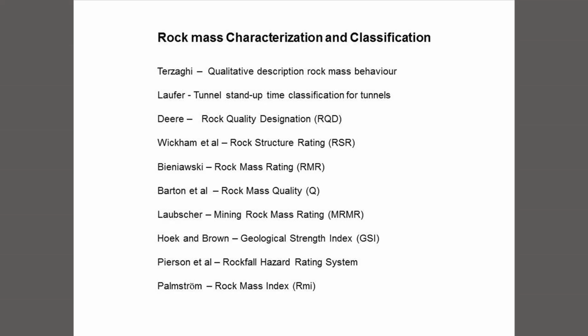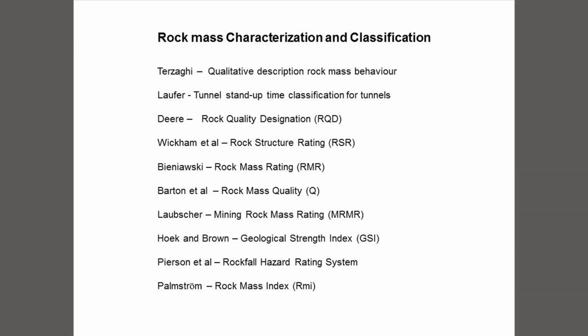And then followed a number of classifications designed primarily for the estimation of support in tunnels. 1972, Wickham and Company, 1973, Bieniawski, 1974, Barton, 1977, Laubscher, and they all followed a similar pattern with an increasing number of parameters, all of which were estimated or measured from core or from observations in the field. In 1980, there was the introduction of a different type of classification or characterization by myself and Brown, and this aimed to provide from qualitative descriptions of the appearance of the rock mass a table or a chart which enabled you to estimate the rock mass strength and deformation characteristics.